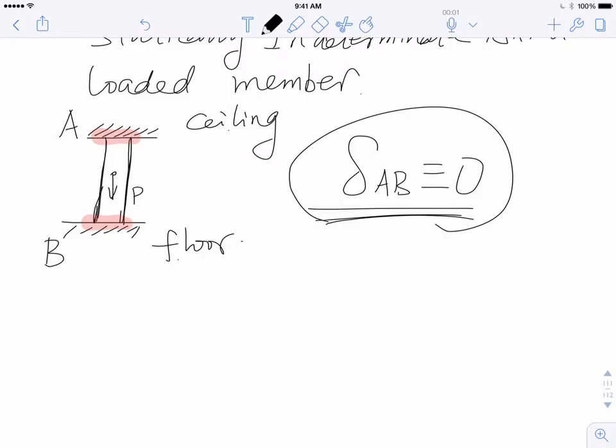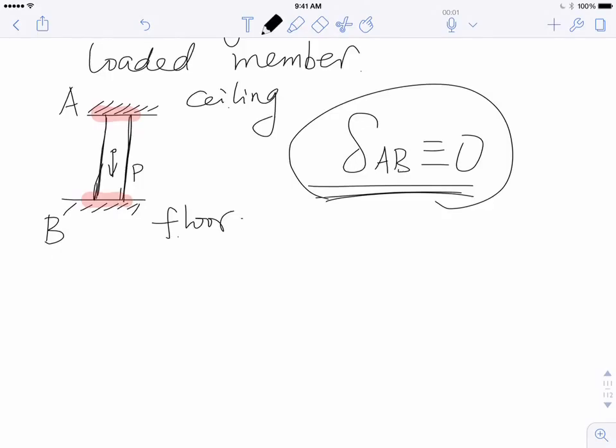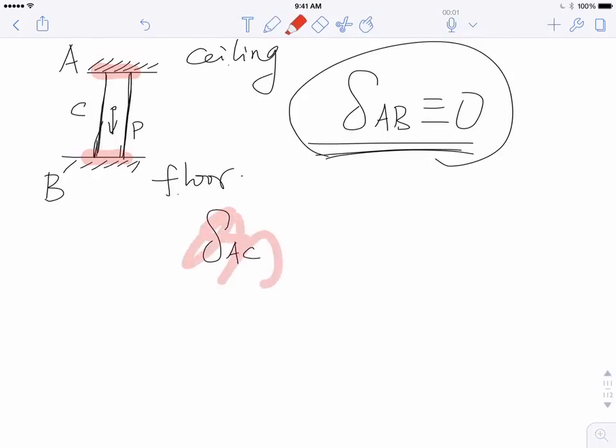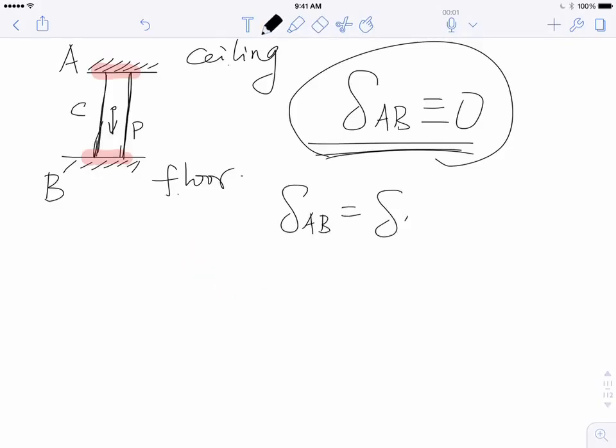Now in that case, this is a very interesting problem. Let's assume this is C. Displacement AB is nothing but displacement AC plus displacement BC, right? Because the beam AB equals AC plus CB. Very simple. Now, is AC equal to 0? Or is BC equal to 0? I think none of them are 0, right? This is a non-zero term and this is a non-zero term.